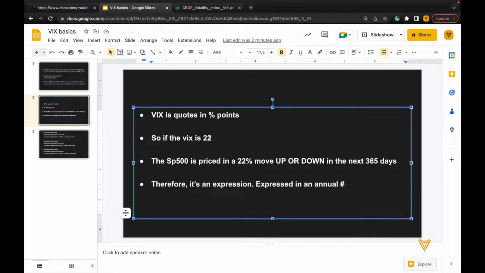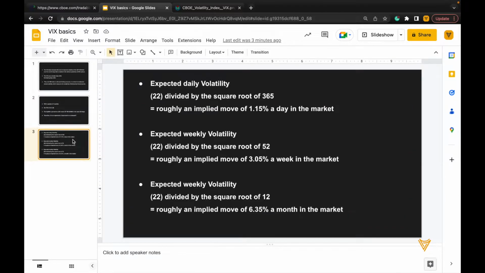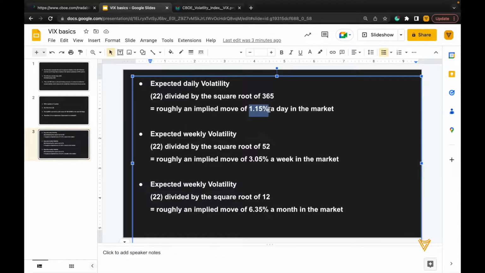So for the sake of the example, I have it at 22. We'll just pretend it's 22. When the VIX is at 22, the S&P 500 is pricing in a move up or down of 22% within the next year. Therefore, it's an expression, not an actual number. So a couple of ways that you can calculate expected moves while you're day trading is to look at the VIX. If the VIX is very high, expect big moves up or down daily.